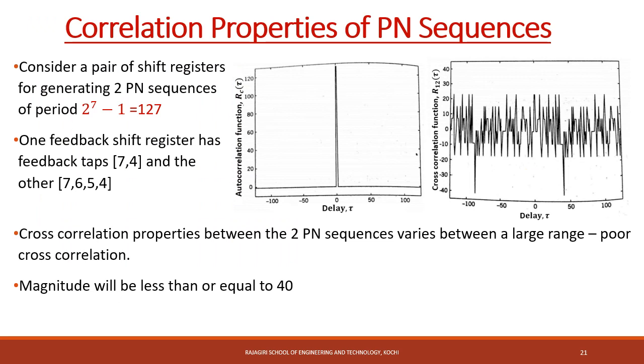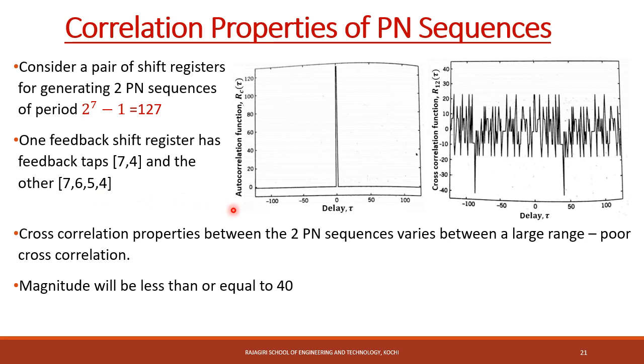So when you observe the correlation property of PN sequence, we said that it is having a relatively large value. Here we are taking the example of m equal to 7. So we can have PN sequences of length 127. We consider two primitive polynomials, one with connection 7, 4 and one with connection 7, 6, 5, 4.